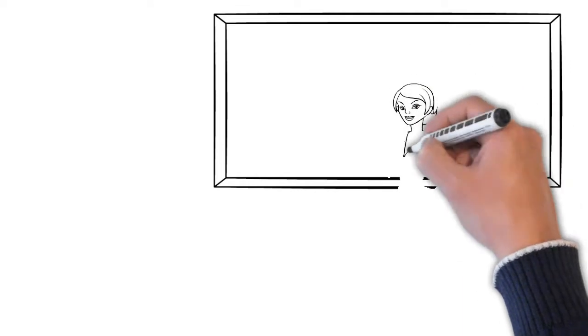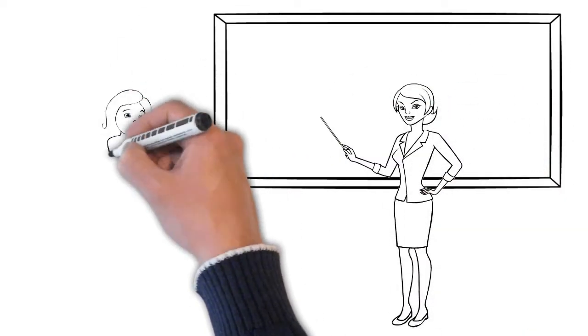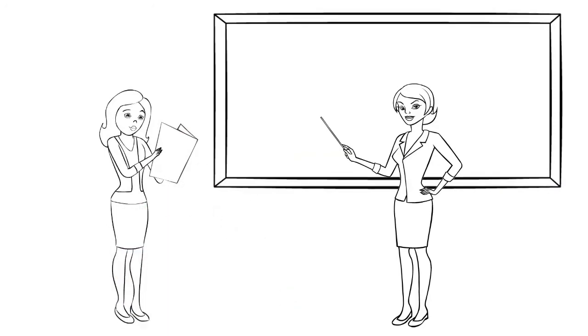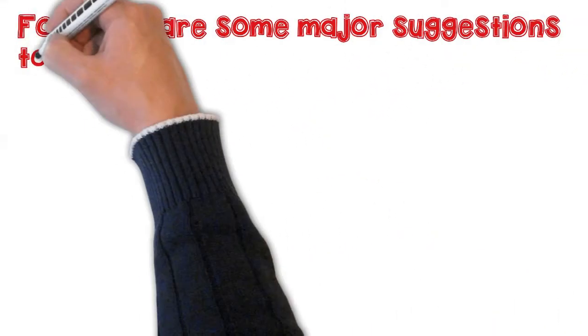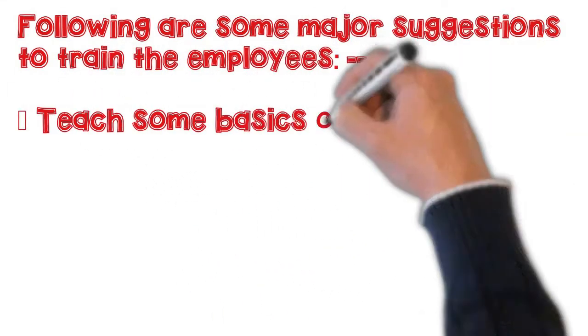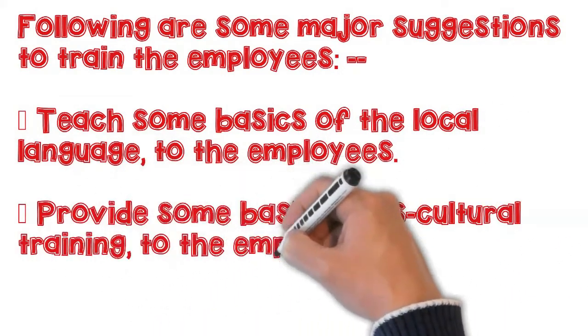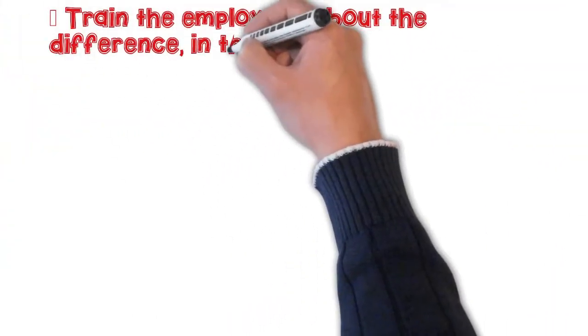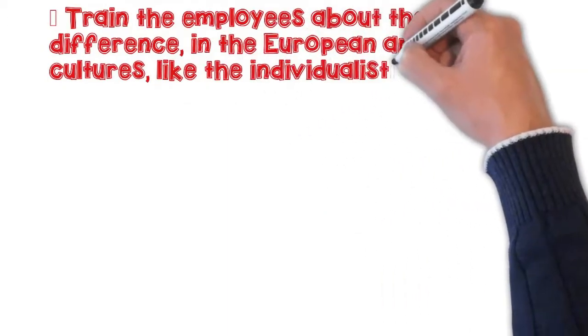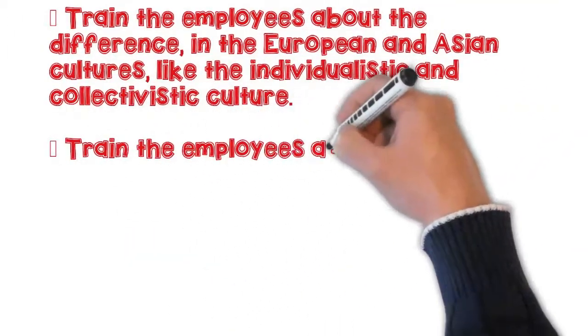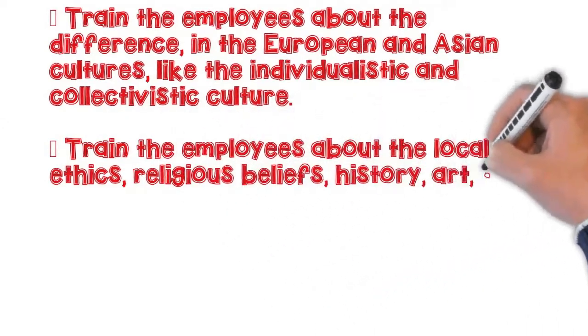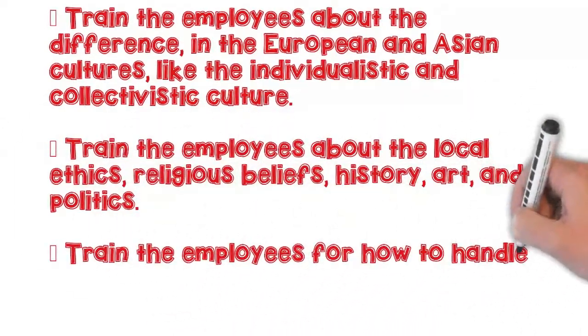Training the employees to handle international projects. After the recruitment and selection of employees, the next step for managing international projects is to train them to carry out the project. Following are some major suggestions to train the employees. Teach some basics of the local language to the employees. Provide some basic cross-cultural training to the employees through native trainers. Train the employees about the difference in European and Asian cultures, like the individualistic and collectivistic culture. Train the employees about the local ethics, religious beliefs, history, art, and politics. Train the employees on how to handle the cultural shock and come out of its various stages.